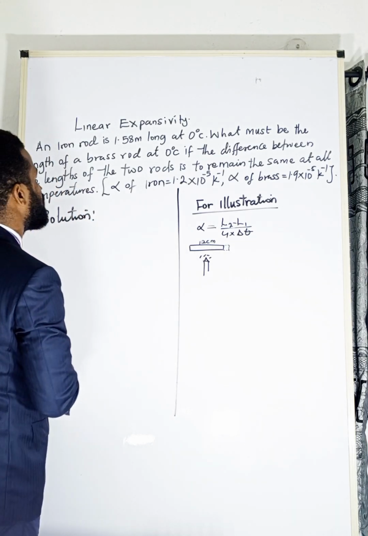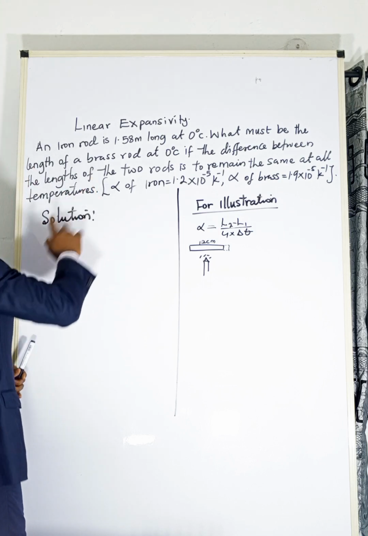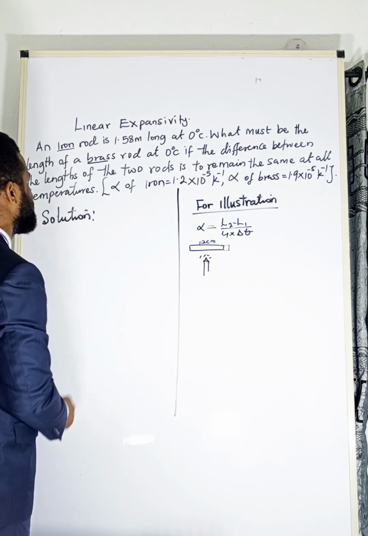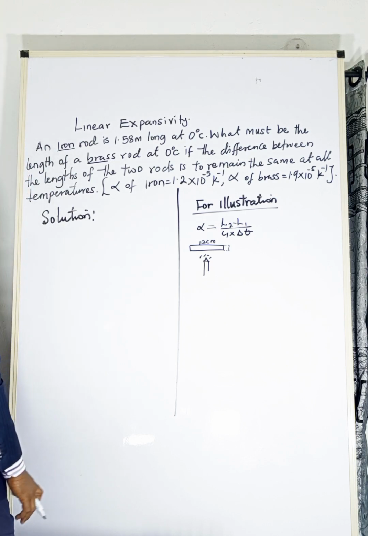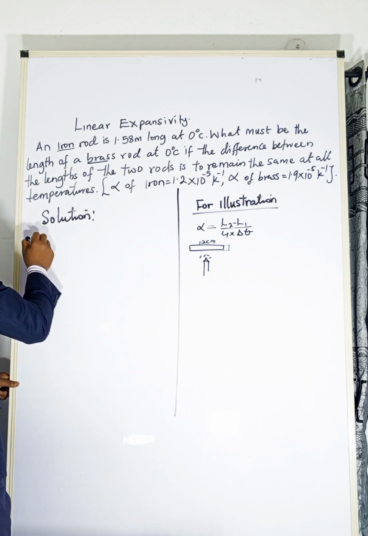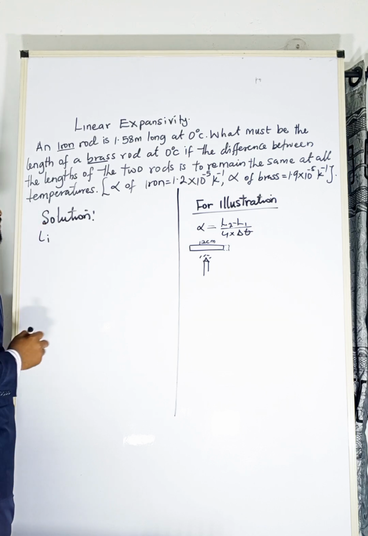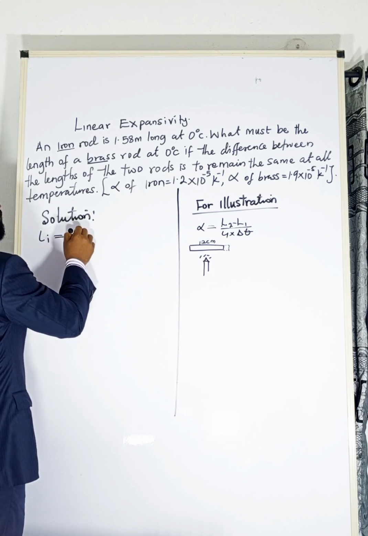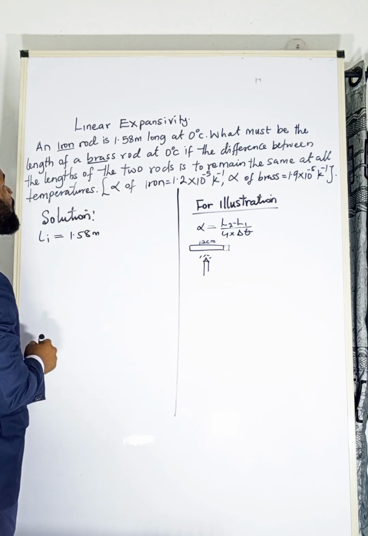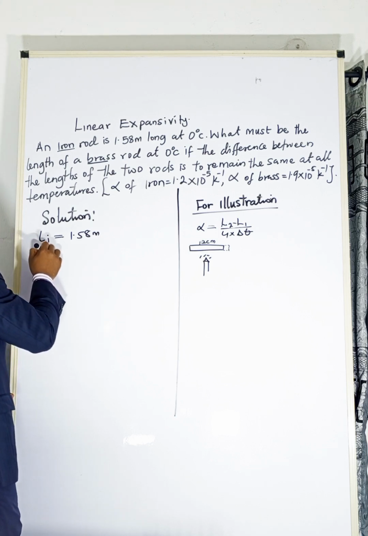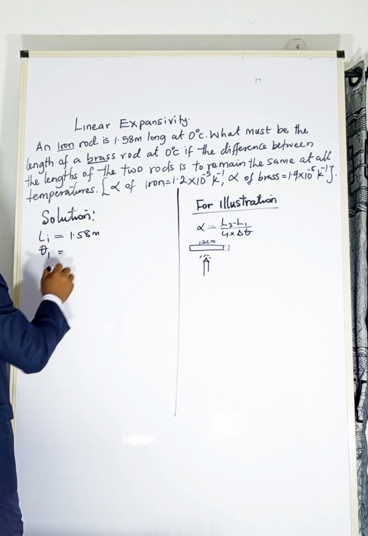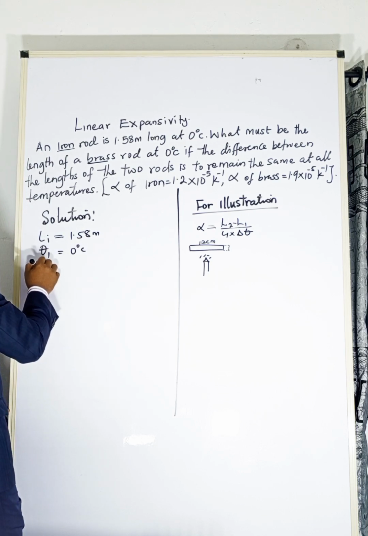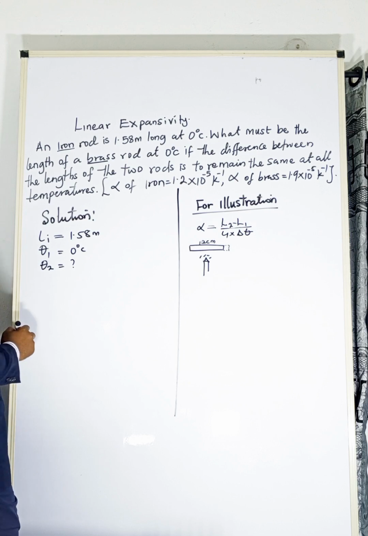In this case, because there are two rods here, the first one is for brass and this one is for iron. It says that an iron rod is 1.58 meters, which means the original length for iron is 1.58 meters. Then the temperature, which I am going to call θ1, is 0 degrees Celsius. So θ2 is unknown.